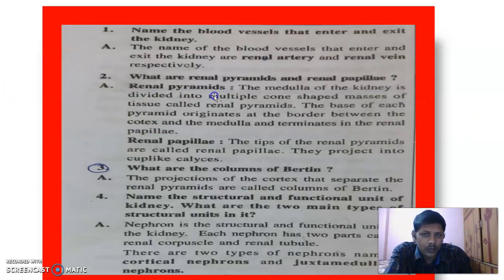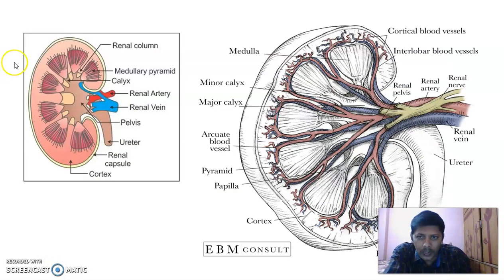Repeat again. The medulla of kidney is divided into multiple cone-shaped structures. Multiple, not one. Multiple cone-shaped masses of tissue are called renal pyramids. The base of each pyramid originates at the border between the cortex and medulla. This is the base of the pyramid. This is the cortex, this is the medulla. This base, where does it originate? Between the cortex and medulla.